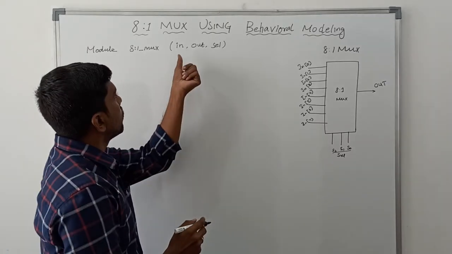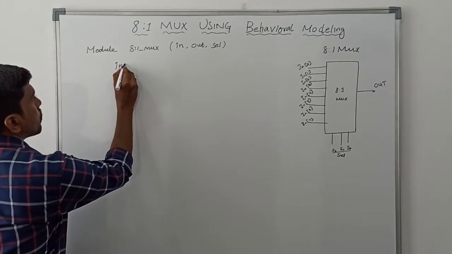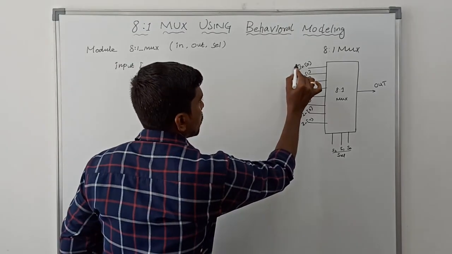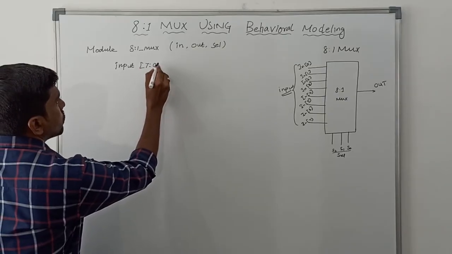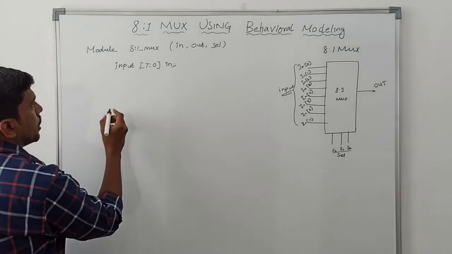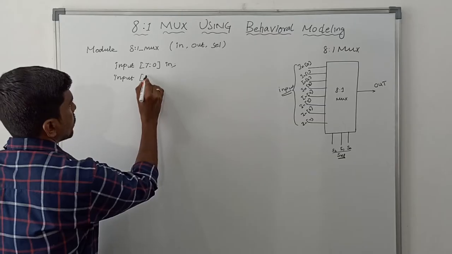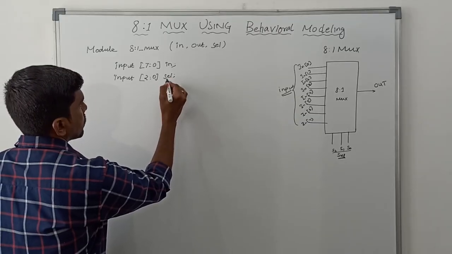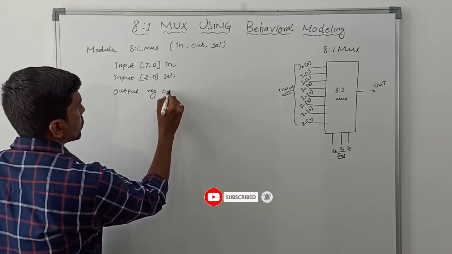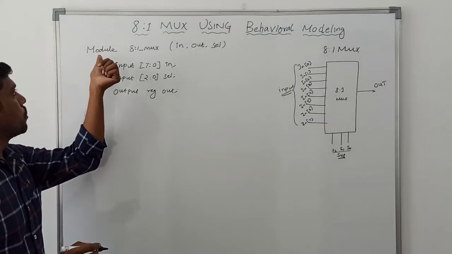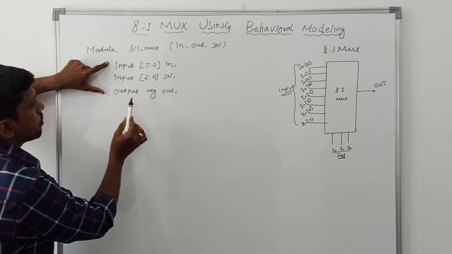After that we declare, among these 3 variables, which variable acts as an input and which acts as an output. This is the port declaration. Input: these are all the input values. These 8 lines are a vector, so input [7:0] in. This is the input port. The next input port is selection, which is also a vector, input [2:0] selection. Then declare the output. The output is in register format, output reg out. So the first line is module, module name, then input and output variables. These 3 lines declare the input and output variables.